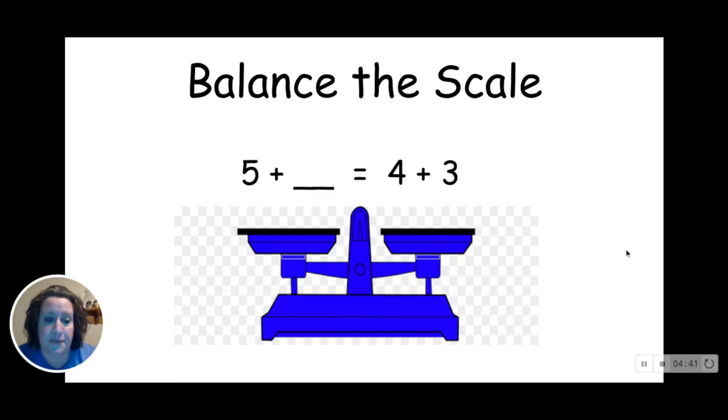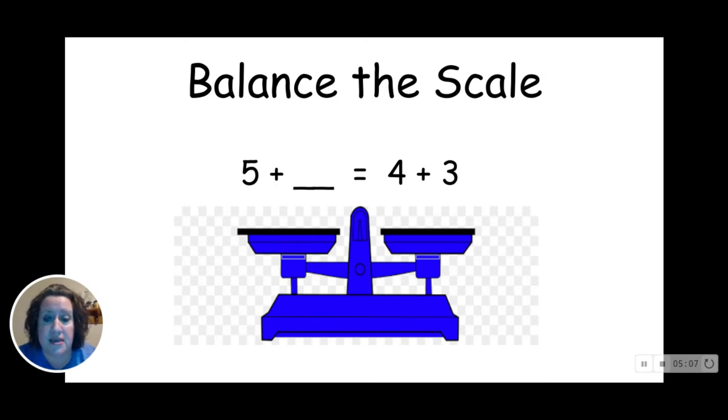Let's look at another one. 5 plus blank equals 4 plus 3. Well, let's solve the side that does not have any missing information first. What does 4 plus 3 equal? Remember you're counting on strategies. Put the bigger number in your head and count up.